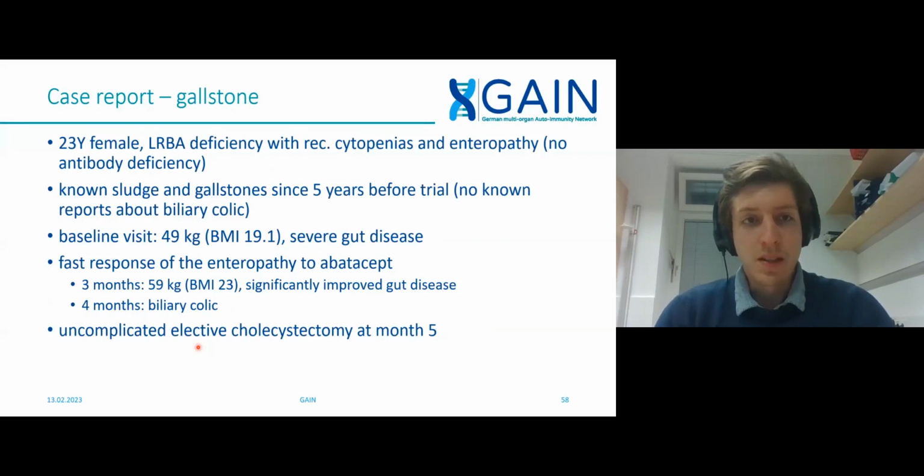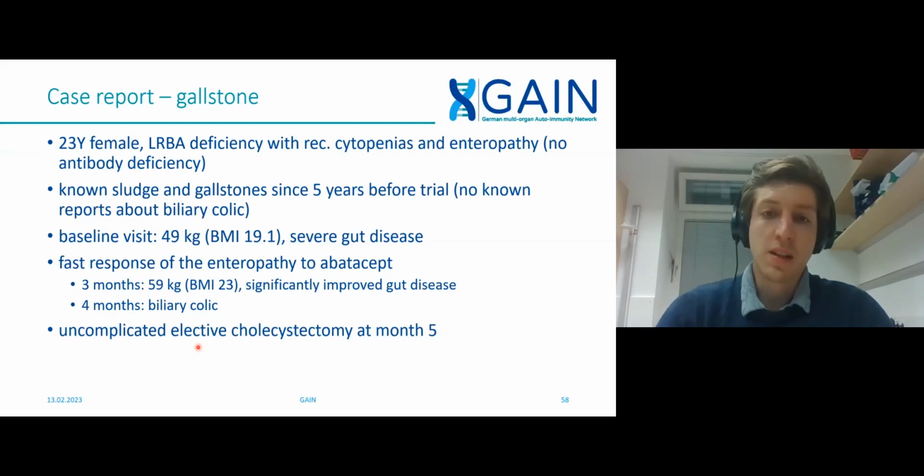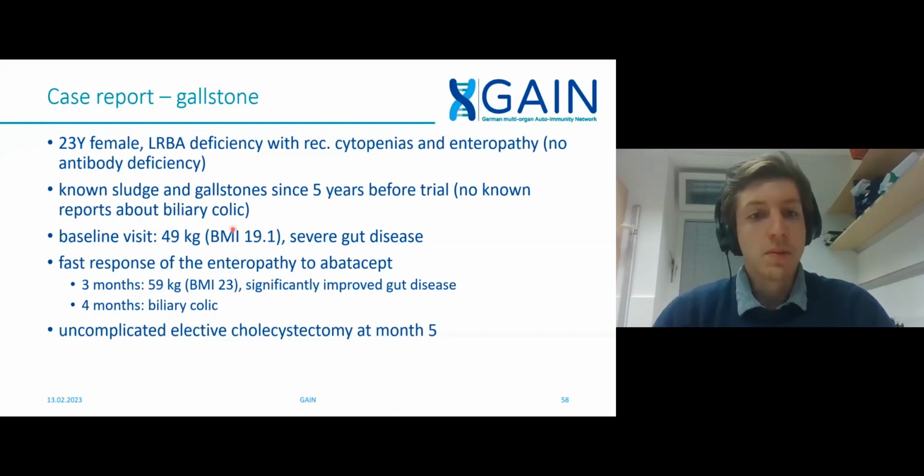The second is a similar story with a young 23-year-old LRBA patient with recessive cytopenias and enteropathy. She also had known gallstones before trial inclusion. It was rather with a low BMI at inclusion and severe gut disease, which responded very well to the therapy with abatacept, gaining more than 10 kilograms over 3 months.